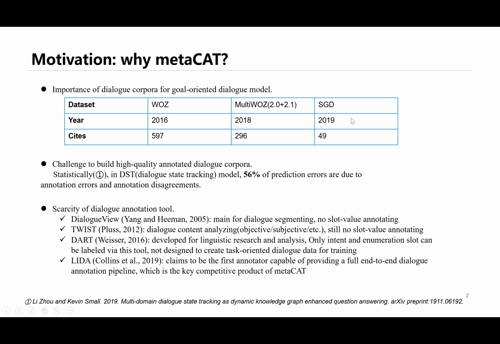Having said so, there are some tools available for you to use. There are some dialogue annotation tools available right now, for example, dialogue views, Twist, and DART. In particular, we need to mention LIDA, which claims to be the first annotation tool capable of providing end-to-end dialogue annotation pipelines. We actually are inspired by LIDA, so we decided to extend LIDA to provide some additional functions and frameworks for you to use.